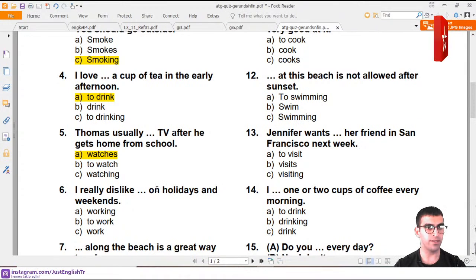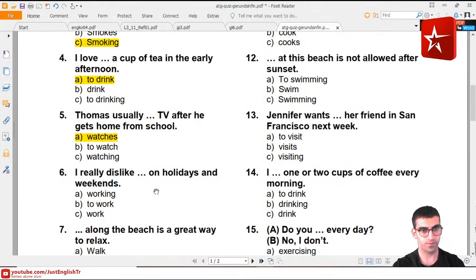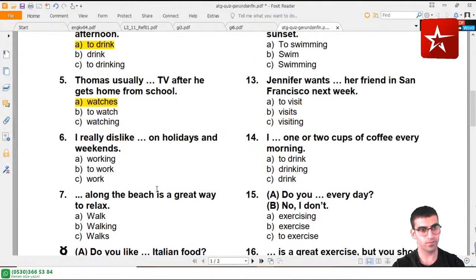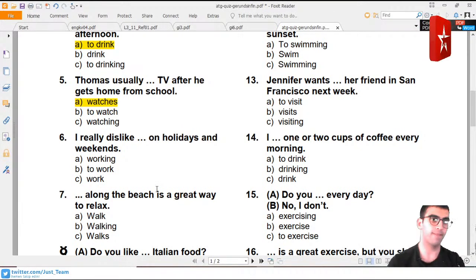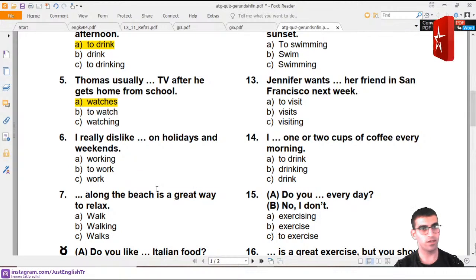Number 6. I really dislike working, to work, or work on holidays and weekends. Number 6. Which one is correct: working, to work, or work?